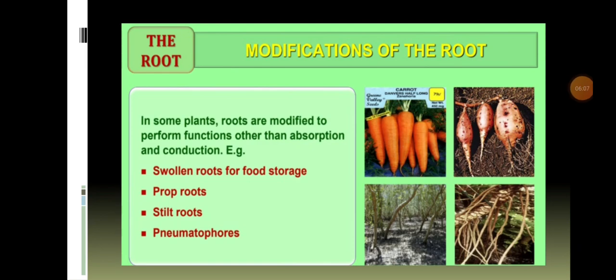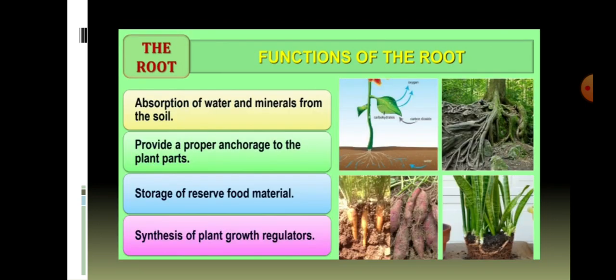Prop roots, the roots which grow vertically downward, are called prop roots. For example, banyan tree. Stilt roots grow from the lower nodes of the stem. For example, sugarcane and maize. Now the functions of root are absorption of water and minerals from the soil. This is the main function of the root.